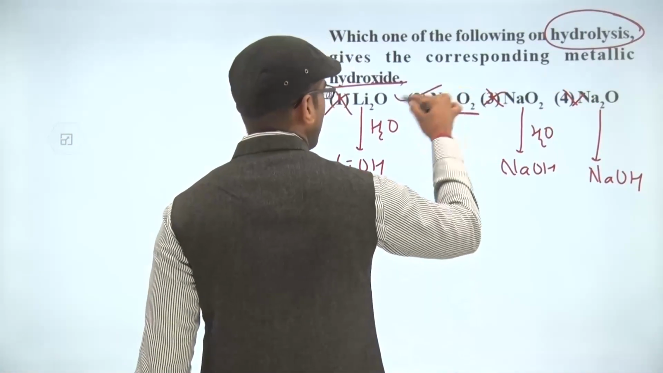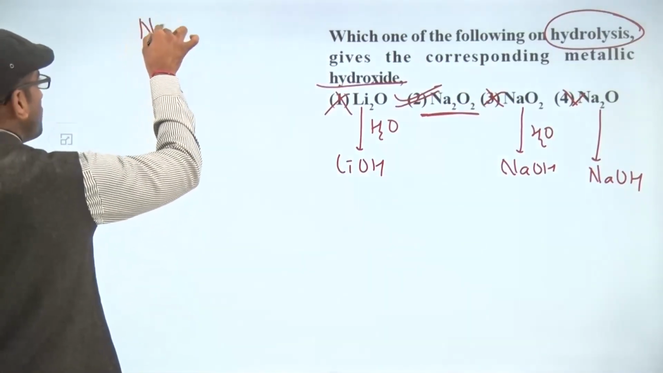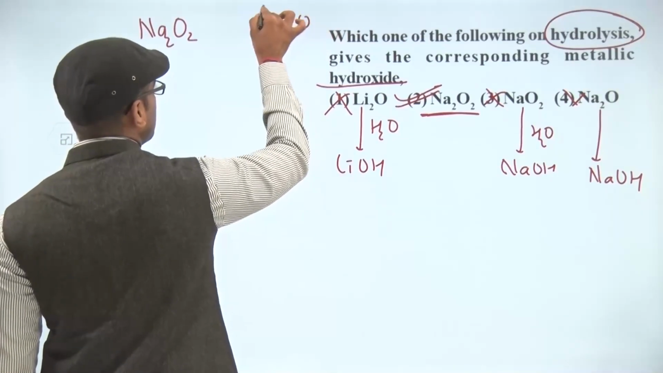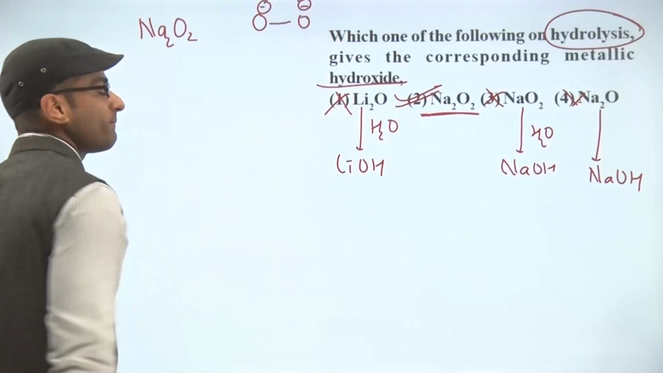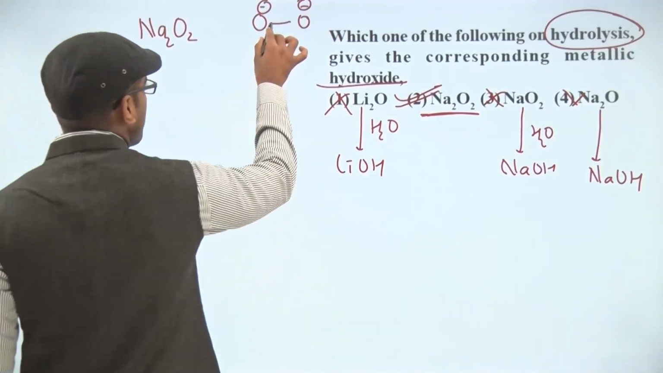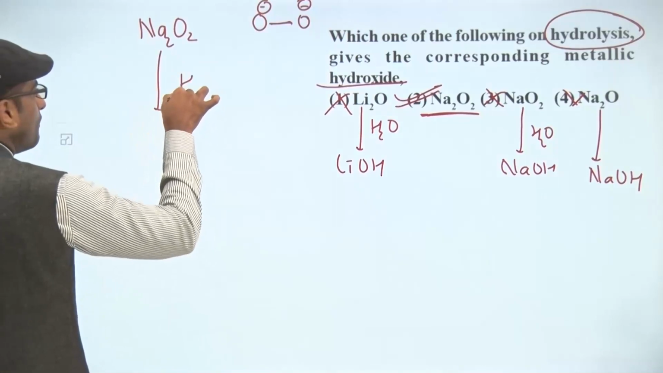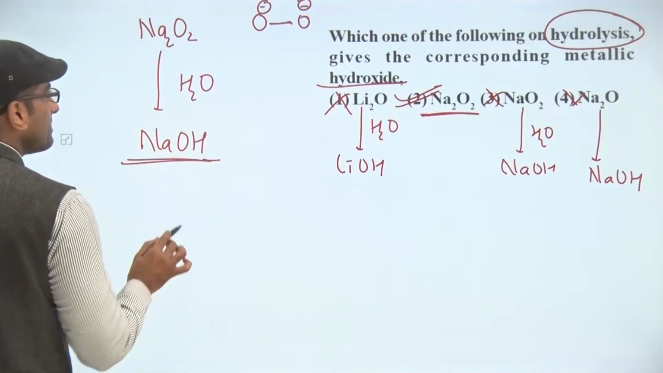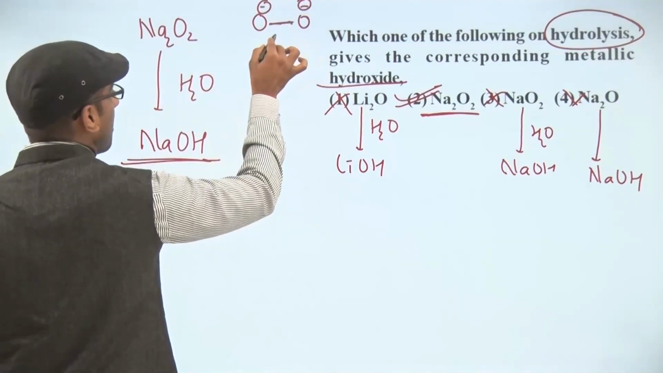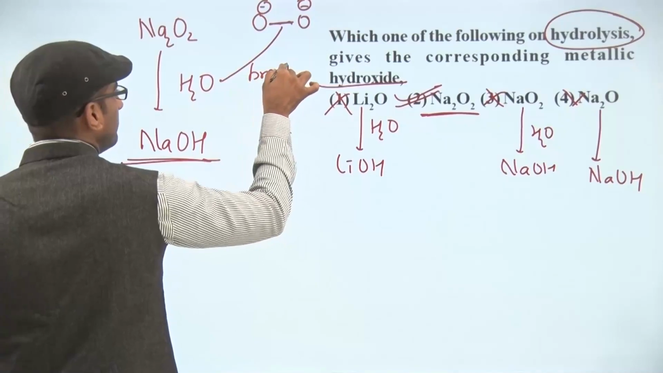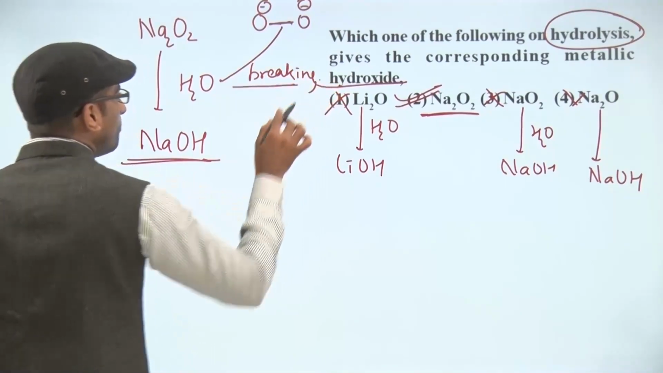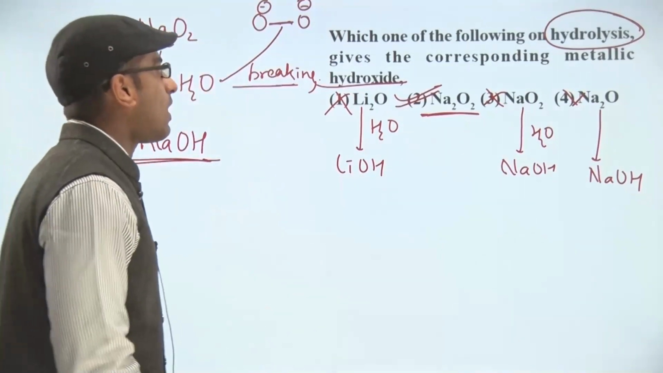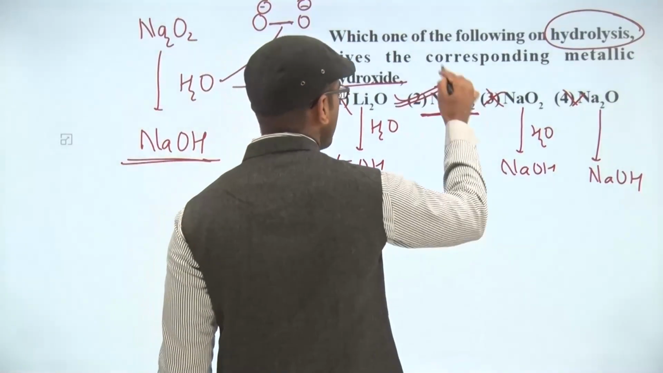But here, sodium peroxide, Na2O2. Student, peroxide bond is such that oxygen, single bond, oxygen, -1, -1. This is a peroxide, so the bond is present between two oxygens. While addition of water, we get sodium hydroxide. It means the bond between two oxygens is broken. So breaking of a bond by a water molecule is famously known as hydrolysis, and this is observed in the case of sodium peroxide. Second option is correct here.